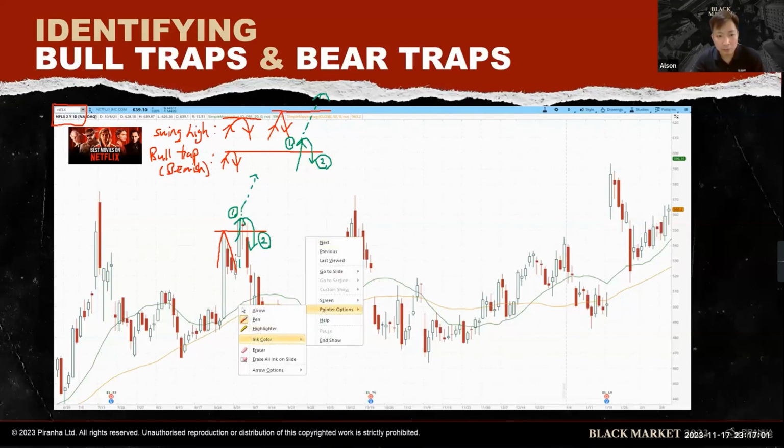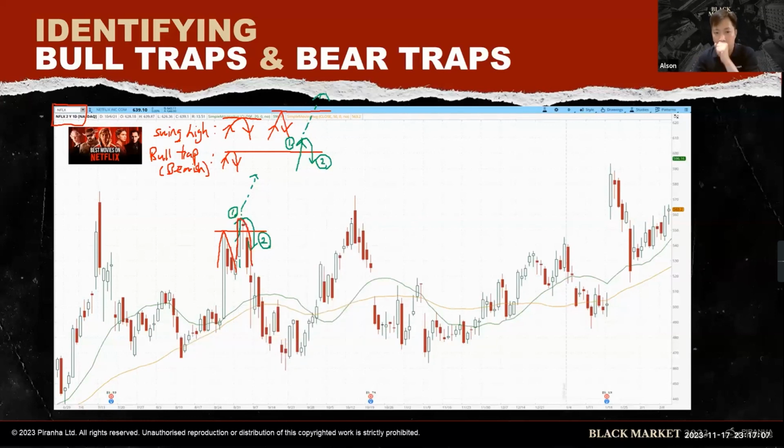So this itself became a swing high. You draw a line across. Okay, guys, type in the chat box. Is this a bull trap? Yes or no? Let me know what you guys think. Yes, it's a bull trap. No, it's not a bull trap. So that I can get a gauge of whether you guys are following me.